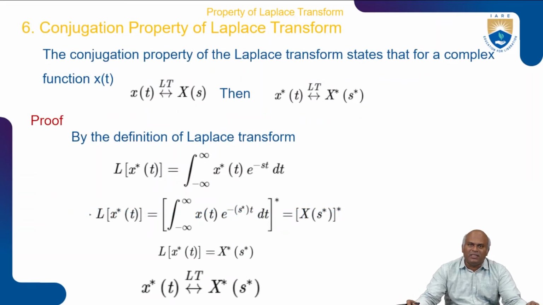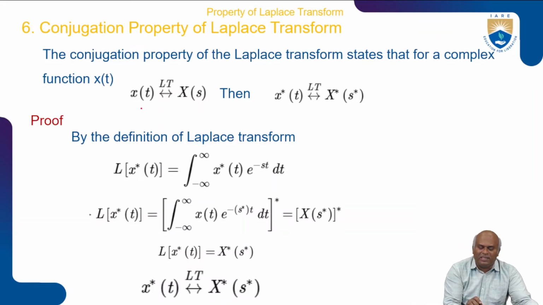Next, the conjugate property of the Laplace transform. The conjugate property states that for a complex function x(t), if the Laplace transform of x(t) equals X(s), then the Laplace transform of x*(t) equals X*(s*). This is the statement of the complex conjugate property of the Laplace transform.